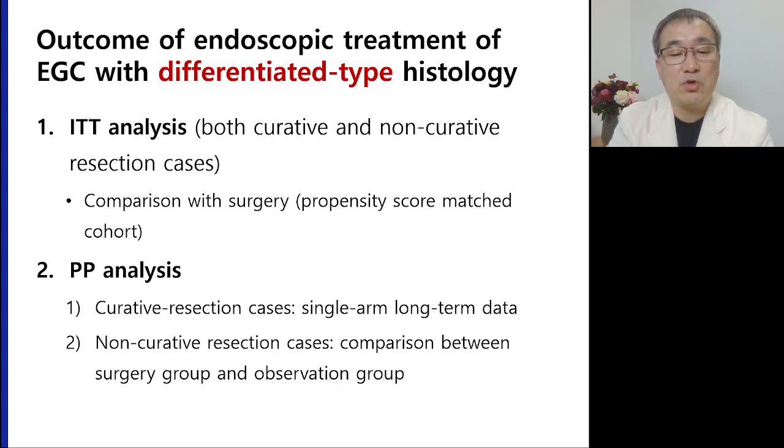Outcome of endoscopic treatment of early gastric cancer with differentiated type histology is well established. We have ITT analysis such as comparison with surgery using propensity score matching. We also have PP analysis such as long-term follow-up data after curative resection or non-curative resection.